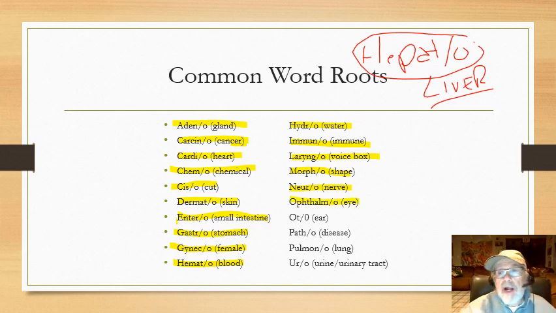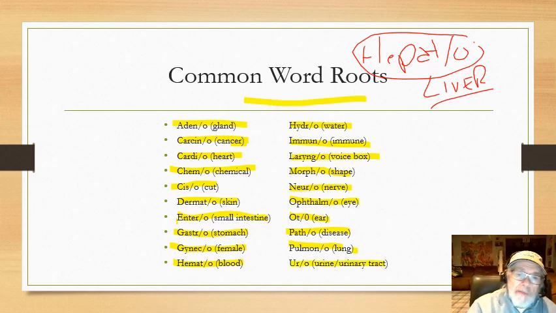Ophthalmo would be eye, ophthalmologist. Oto means ear. When they look in your ear, they use something called an otoscope. Scope would be a suffix. Oto means ear. Again, we talked about patho means disease. Pulmono means lung, and uro means urine or urinary tract.